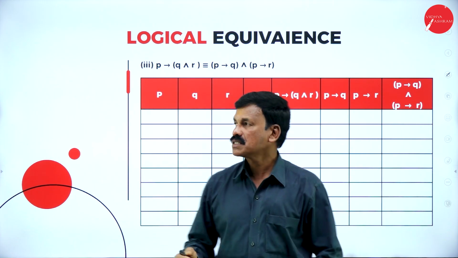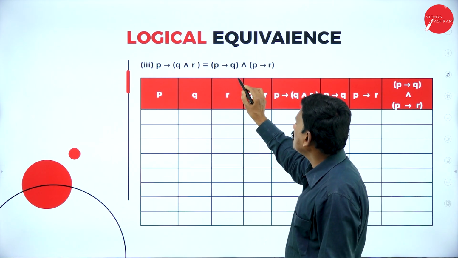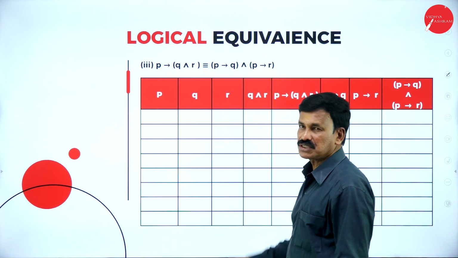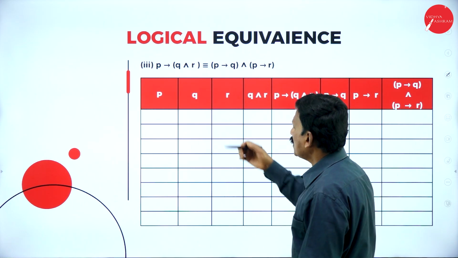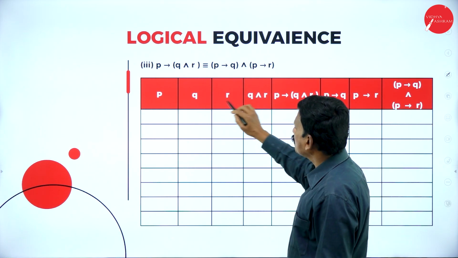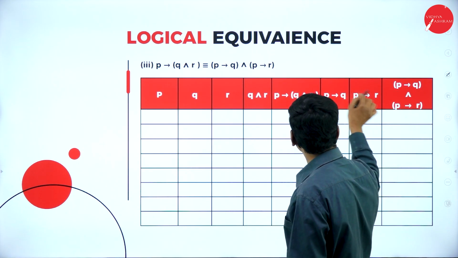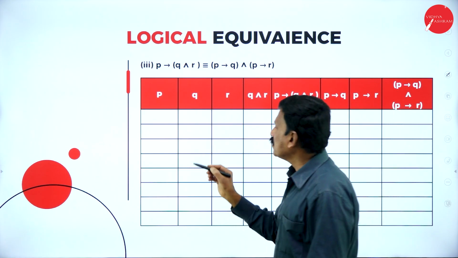The next problem is P conditional to Q conjunction R is logically equivalent to P conditional to Q conjunction P conditional to R. Now, as usual, P, Q, R, Q conjunction R, P conditional to Q conjunction R, again P conditional to Q, P conditional to R, and these two are connected by the conjunction. Write down the truth values.